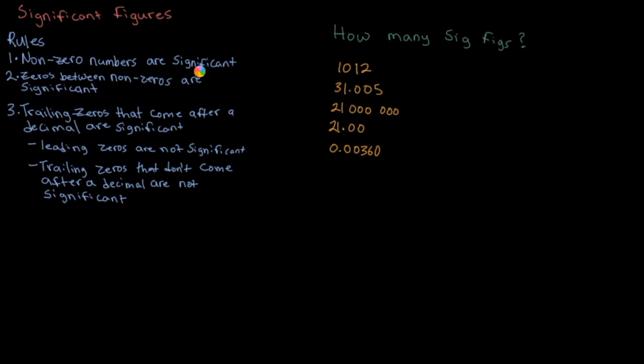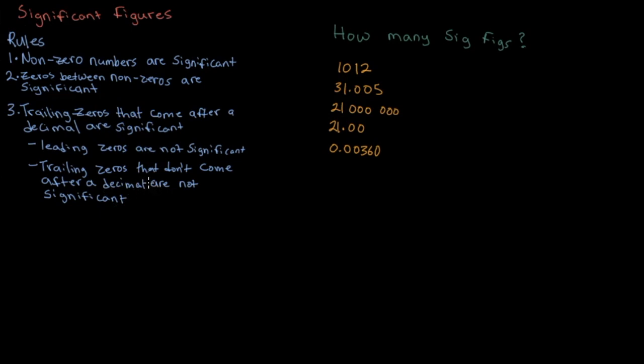So here are the rules. First of all, non-zero numbers are significant. So if the number is not a zero, it is considered significant. Zeros between non-zeros are significant. And then trailing zeros that come after a decimal are significant, which is to say that leading zeros are not significant, and trailing zeros that don't come after a decimal are not significant.